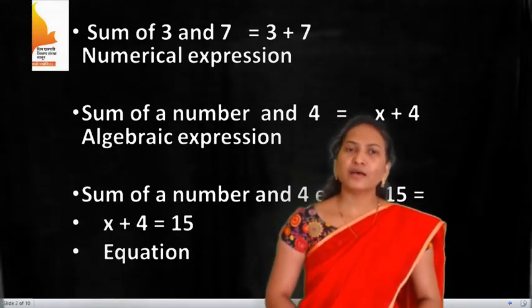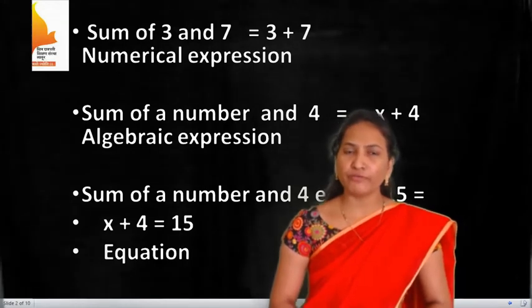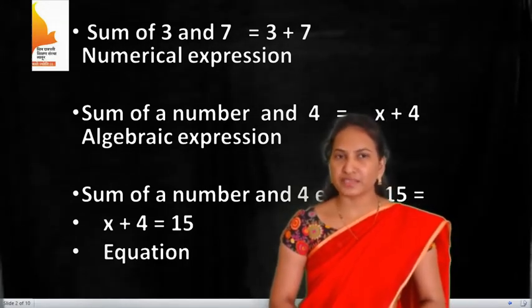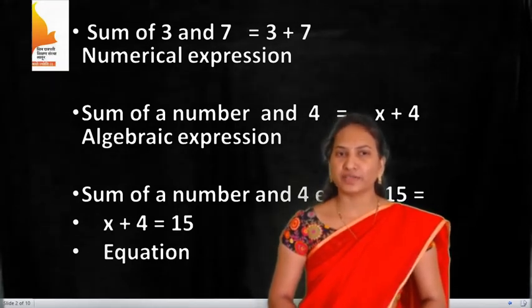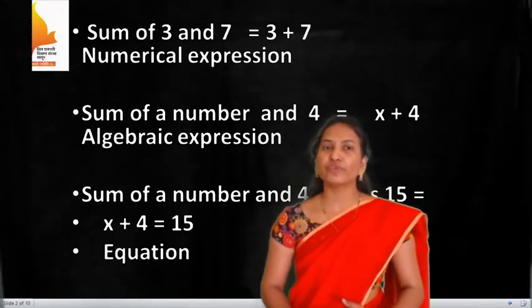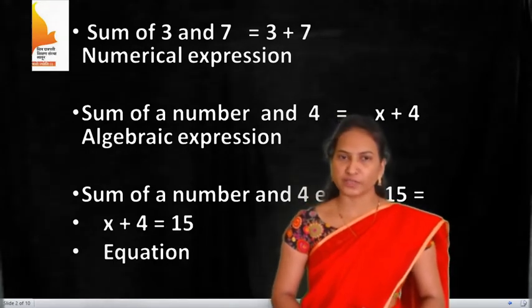Let us see, sum of 3 and 7. How will you write this? 3 plus 7. Sum means we need to do the addition and it is 3 plus 7. It has only numbers, so we can say it is a numerical expression.